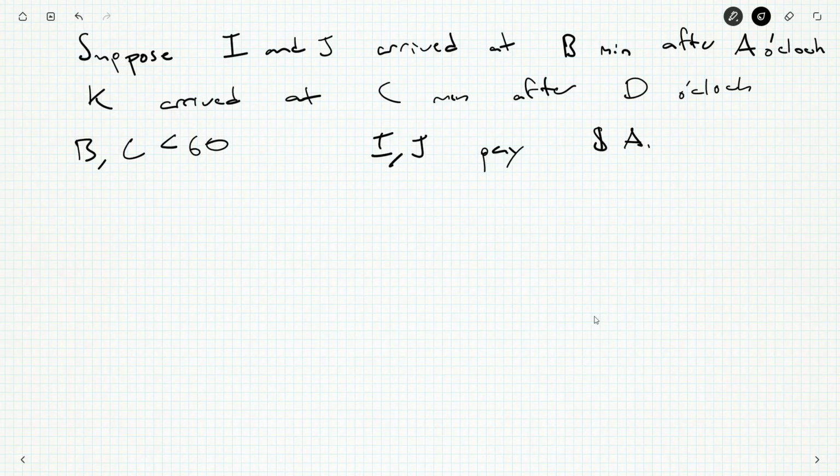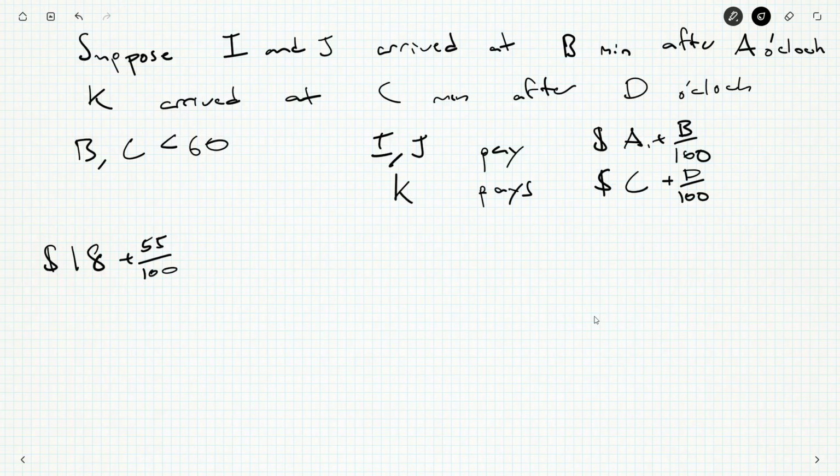Okay, so I and J both pay $A and B cents. K pays C dollars and D cents. And in total, we have $18.55. And that's going to be twice A plus twice B, because both Isaac and Jacob have to pay, plus C plus D over 100.